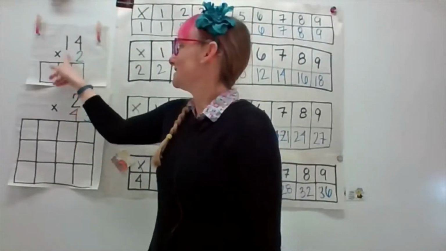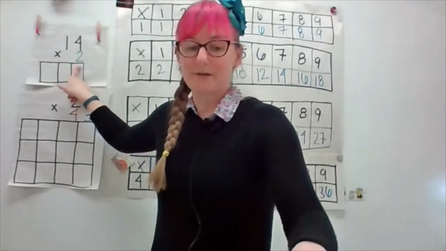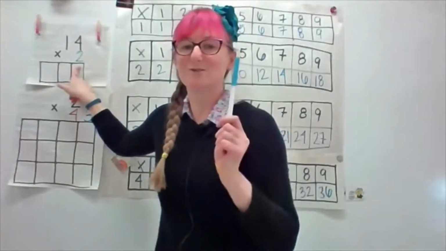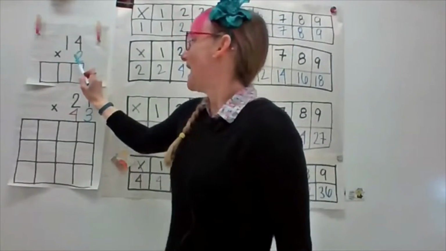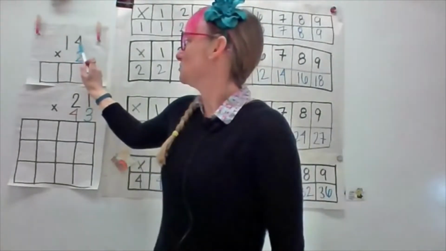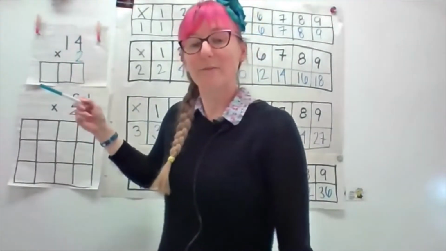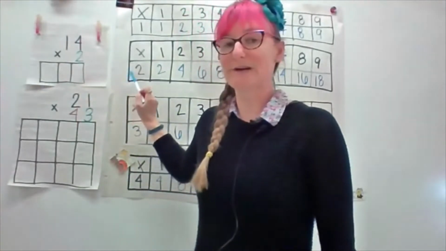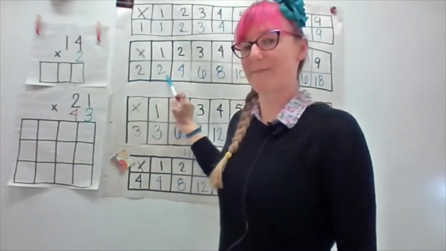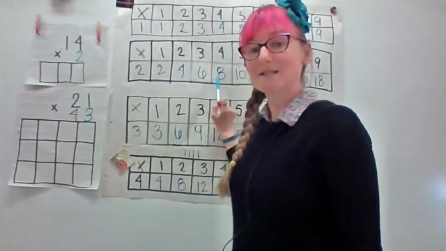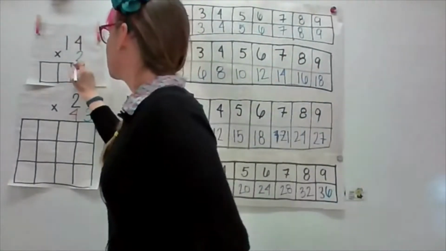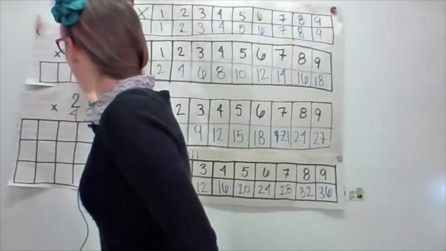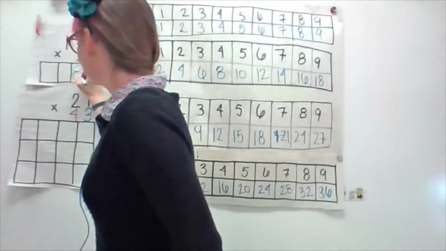Since there's only a digit in the ones place for the bottom number in the first problem, I'm going to use my blue marker as I write my product. I start by looking at 2 times 4. And if I can't remember 2 times 4, I can go to my 2 times multiplication chart, go over to the 4, and see that 2 times 4 equals 8. So underneath this 2 and 4, I'm going to write an 8.